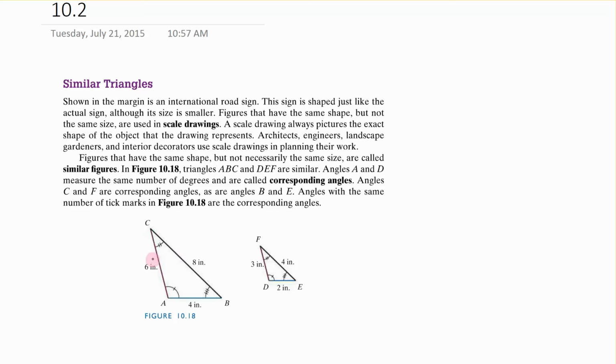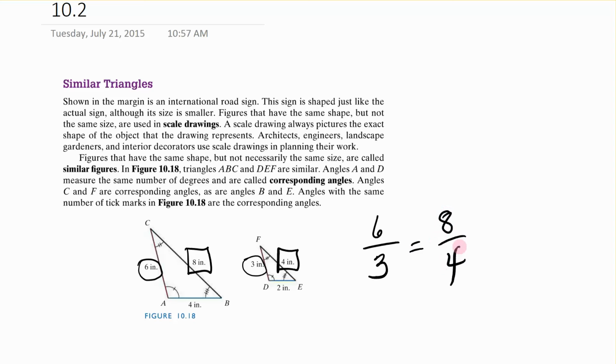For example, 6 is to 3 as 8 is to 4. And that's a true statement. I could even extend it as 4 is to 2. Each one of these ratios is equal.